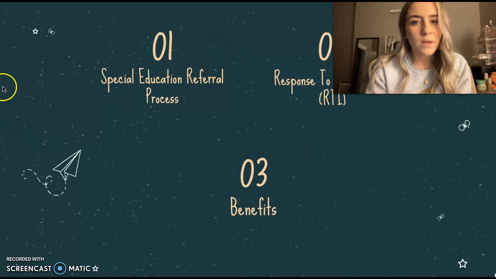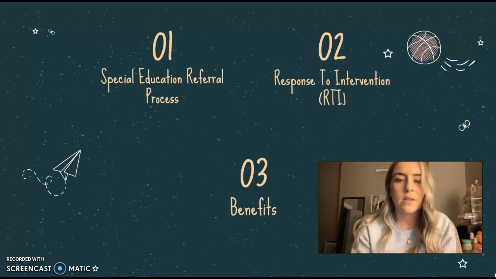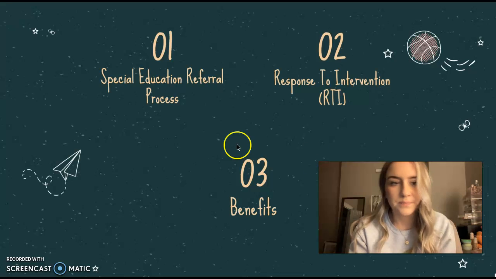So what we'll be going through today specifically will be the special education referral process, what that process formerly looked like prior to the creation and implementation of response to intervention. We'll dive into response to intervention, what those tiers look like in the school system, and then lastly we will close out with the benefits and why this is preferred over the old models.